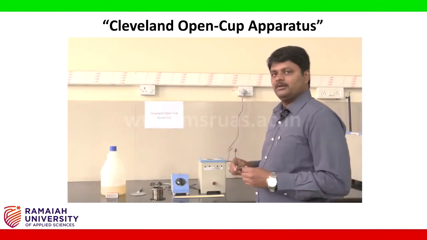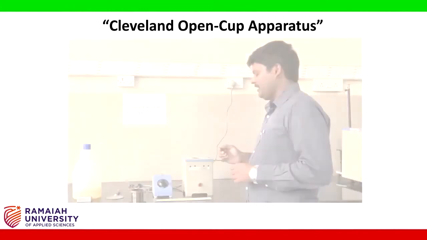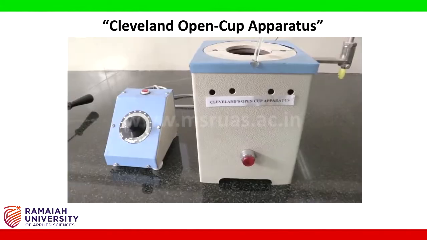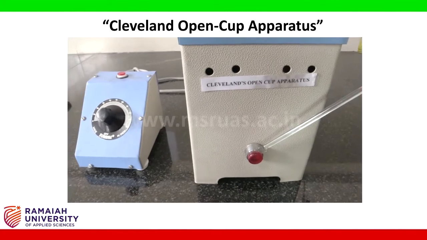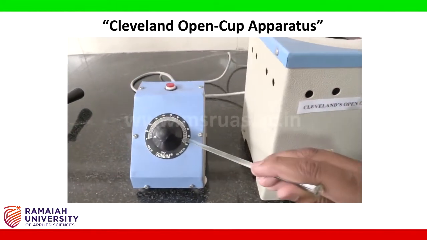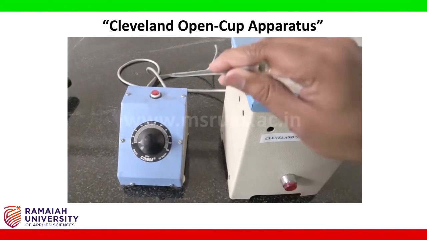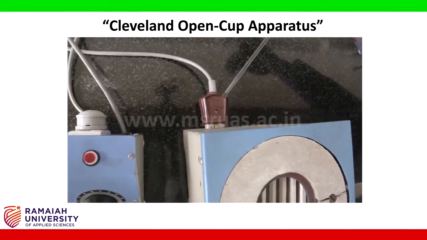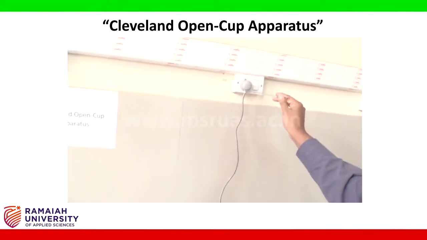Hello, we are going to do an experiment on Cleveland open cup apparatus. Main aim of the experiment is to find out flash point and fire point of a given liquid fuel. Apparatus required for this experiment: a heating plate with controller, which consists of a heating coil, a power source indicator and a controller to control the voltage of the heating coil. This controller is connected through an electrical harness to the heating coil. Entire system is powered by an electrical power source.